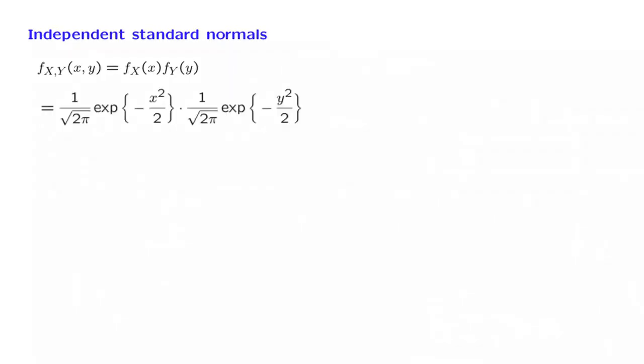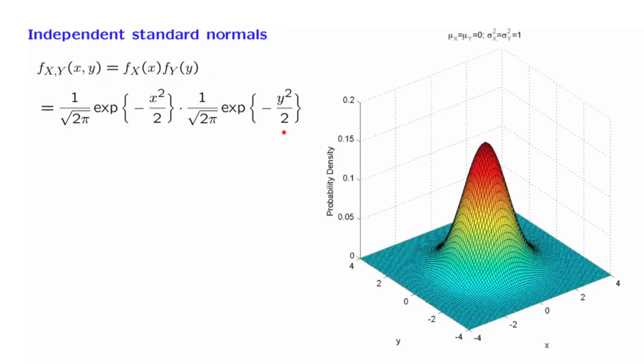Suppose that we have two standard normal random variables x and y with zero means and unit variances. If they're independent, their joint PDF is the product of the marginal PDFs and takes this form. This is just the PDF of a standard normal x and the PDF of a standard normal y, and we multiply them. If we are to plot this joint PDF, we obtain this figure.